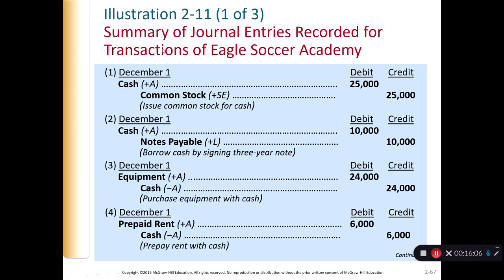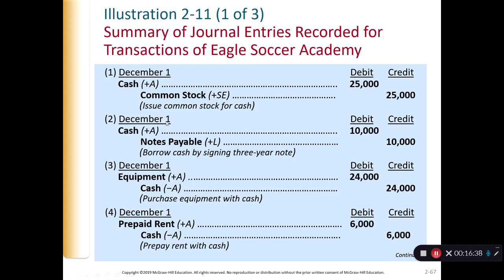So, as an illustration of all these things added together, let's look at the storyline of the soccer economy during December 2020. First, on December 1st, the soccer academy issued common stock, right? And then it's increasing cash by debiting cash and crediting common stock. Okay, common stock is the credit account.